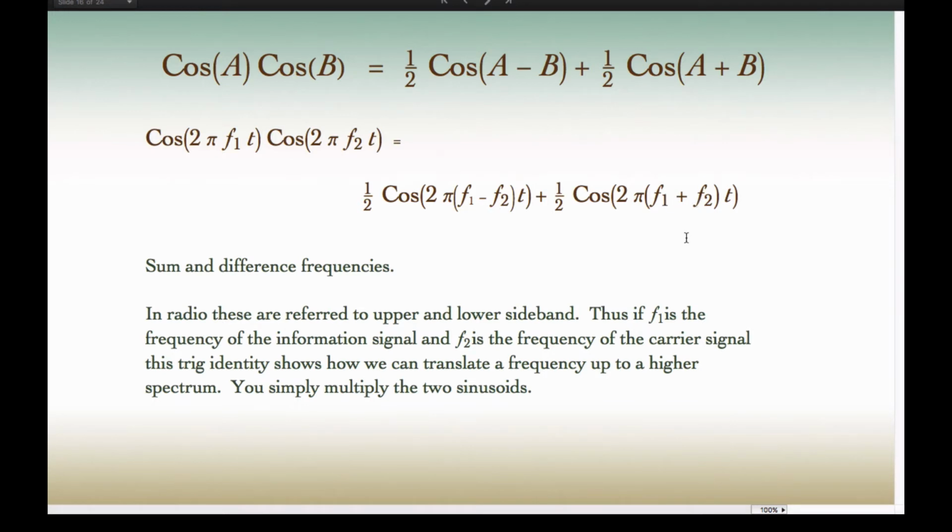These are referred to as the sum and difference frequencies. In radio, these are referred to as upper and lower sidebands. Thus, if f1 is perhaps the frequency of your information signal and f2 is the frequency of the carrier signal, this trig identity is showing how we can translate our information signal up into the radio spectrum. And this is accomplished by simply multiplying the two sinusoids together.